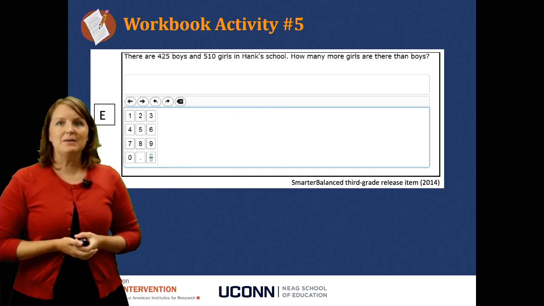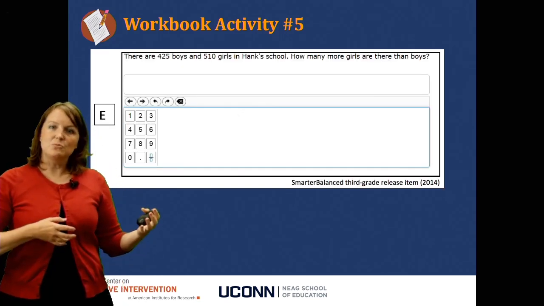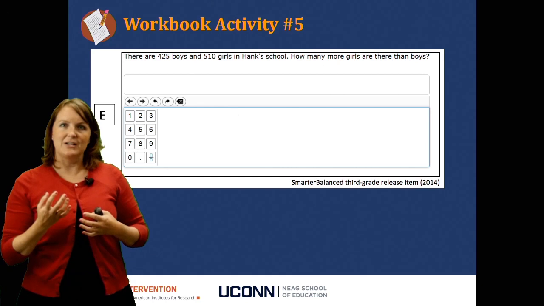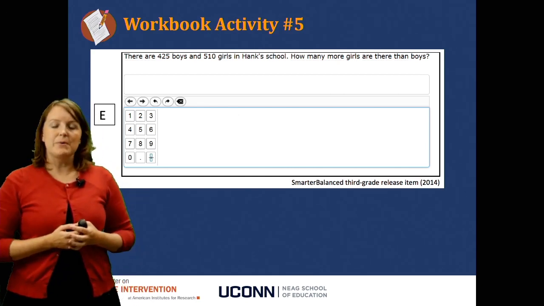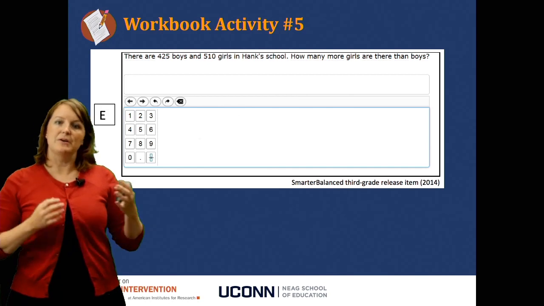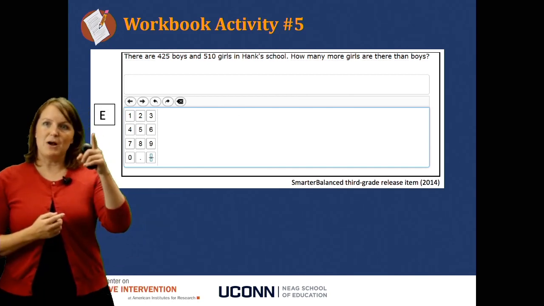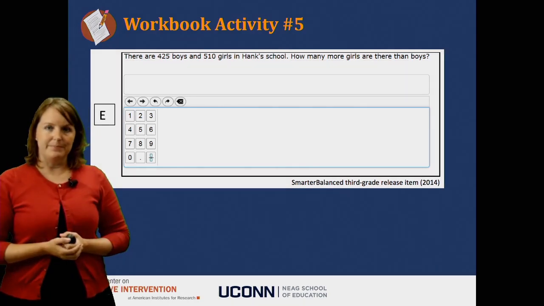And then finally problem E. There are 425 boys and 510 girls. How many more girls are there than boys? This is a problem where we're comparing two amounts. We're comparing the boys to the girls. So problem E is a difference problem.